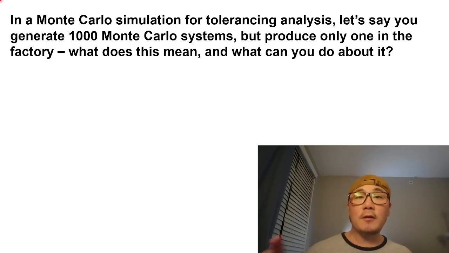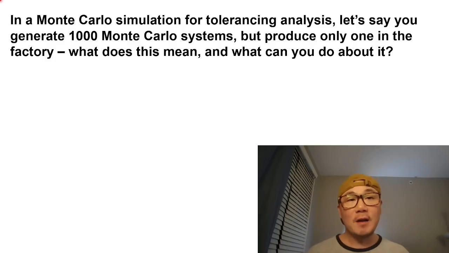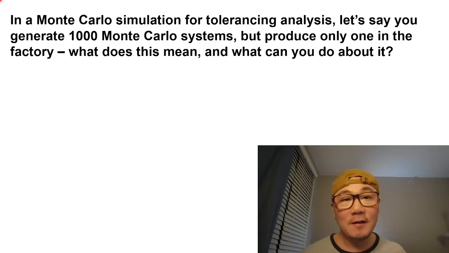All right, I'm just going to read off the question on the slide here. In a Monte Carlo simulation for tolerancing analysis, let's say you generate 1,000 Monte Carlo systems, but produce only one in the factory. What does this mean and what can you do about it?